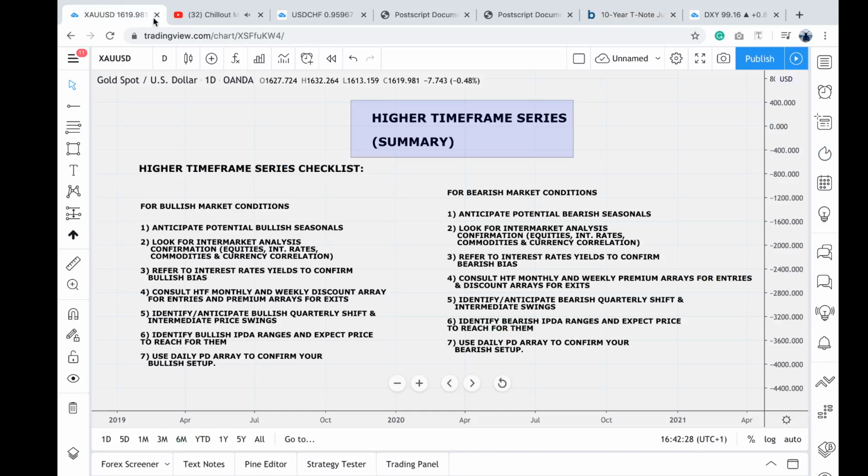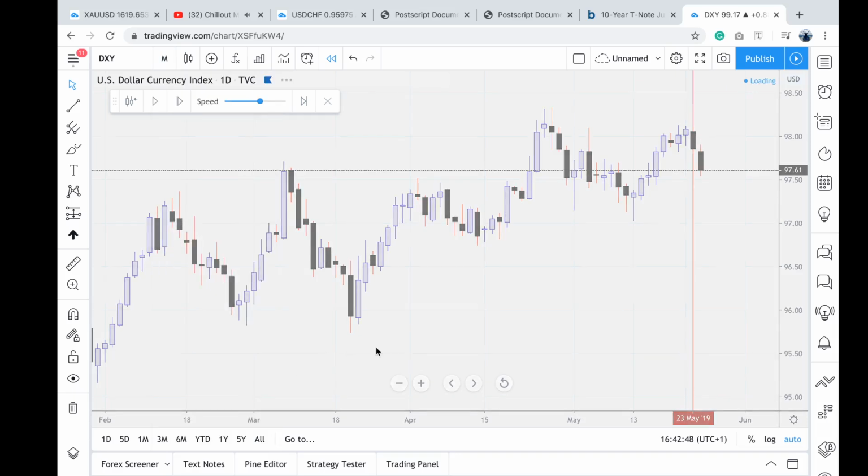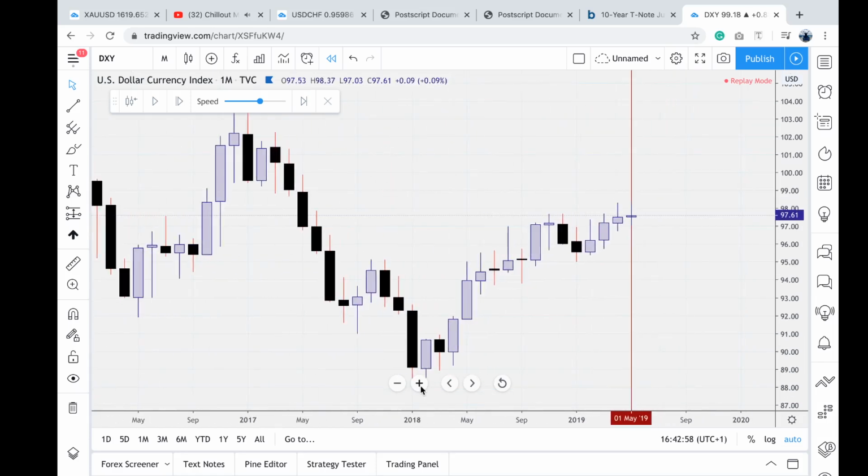Okay, so what we then look for is number 4. We want to consult a higher time frame, monthly and weekly premium arrays for entries and discount arrays for exits. So what we look at now is the DXY, since the DXY basically is the major influence on USD CHF. So we want to look at the monthly and then the weekly arrays to identify levels where the DXY can drop from. All right, so let's do this. This is a monthly time frame.